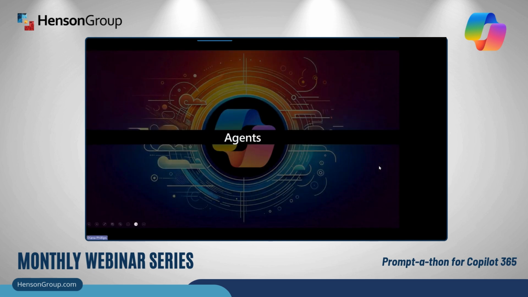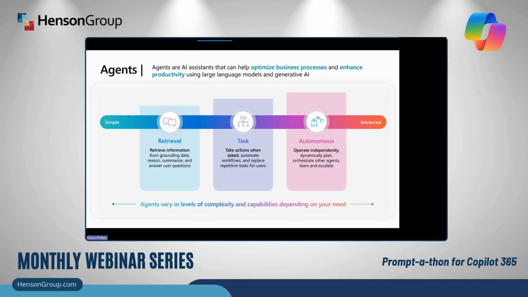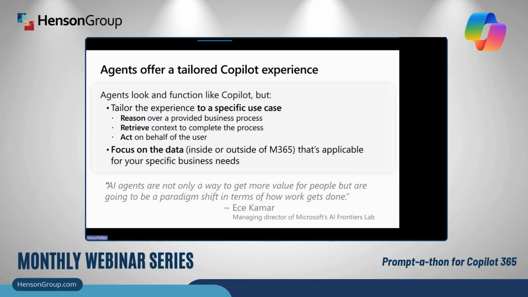All right, so let's get into agents. So agents are something that you can set up based on your business process. And so you can use specific content sources and a specific purpose that goes along with what that agent's going to be managing. And so agents can be very simple, like a retrieval agent that's just getting information for you. It can be associated with tasks, or it can be very complicated and be more autonomous, where it acts upon its own and is learning what you need.